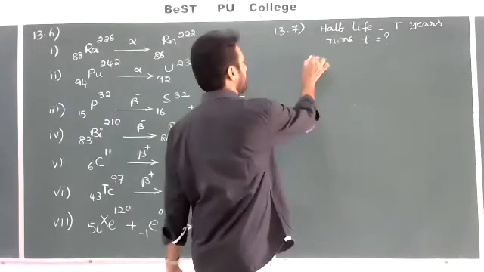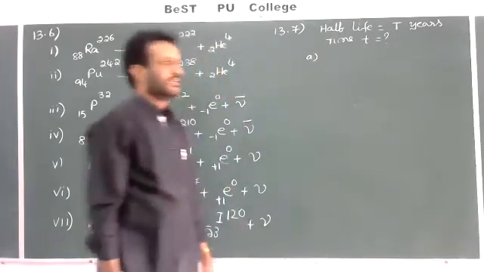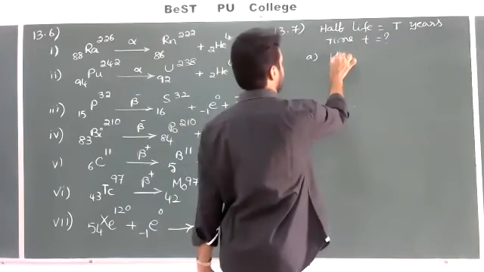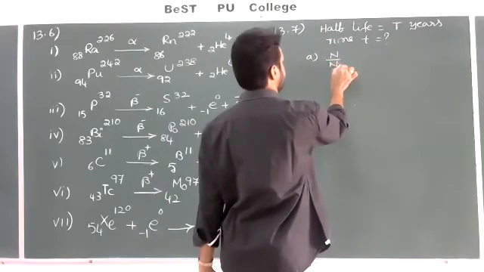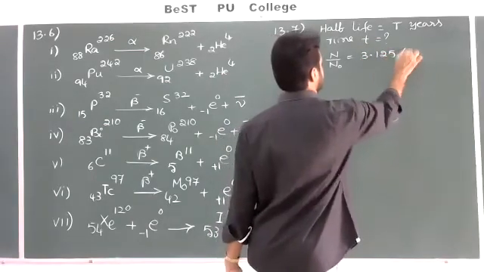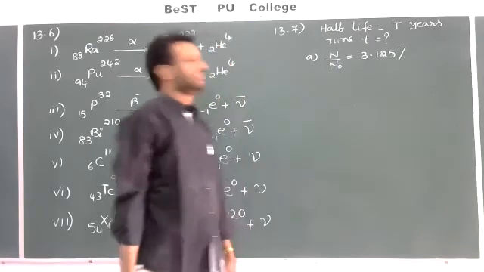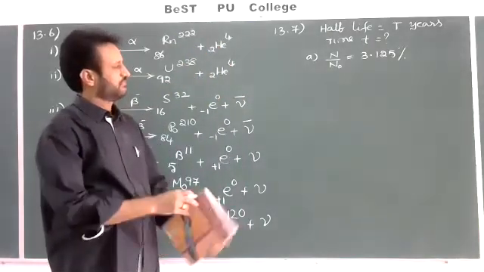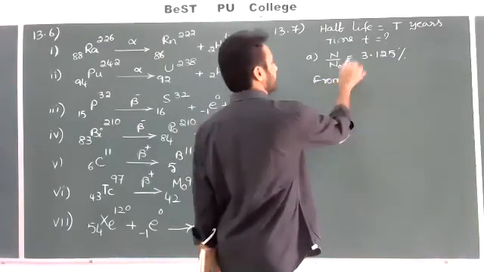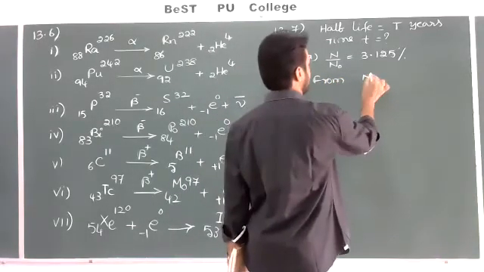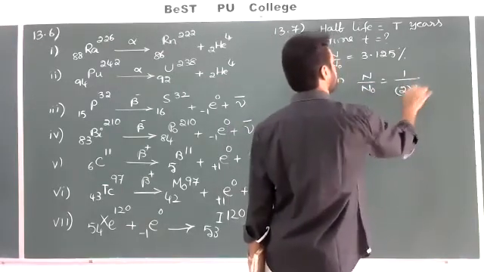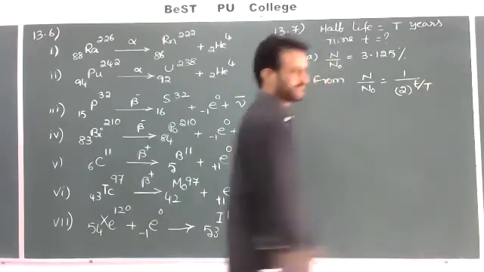First one, to reduce its activity to how much is given? 3.125%. It means they gave N by N naught is equal to 3.125%. So time you should calculate. I'll use one formula. The second, one more question is given, later I'll calculate. From the formula, N by N naught is equal to 1 by 2 to the power of small t by capital T.